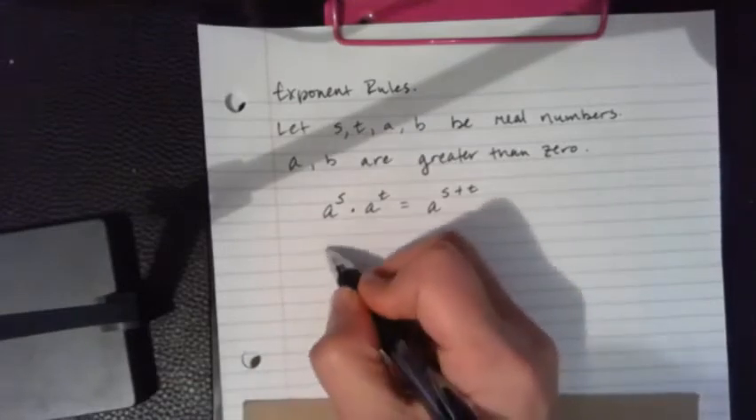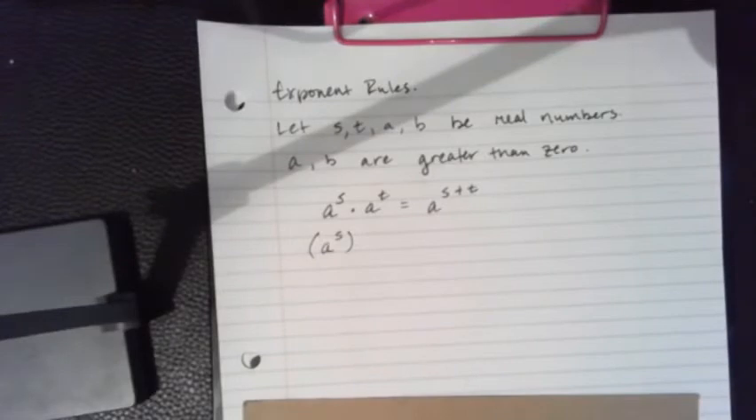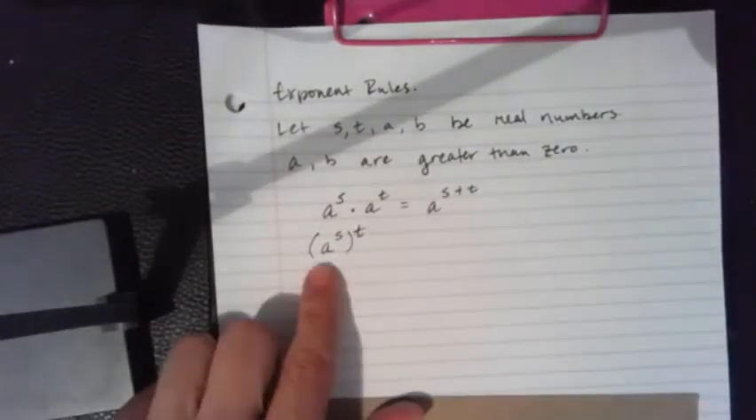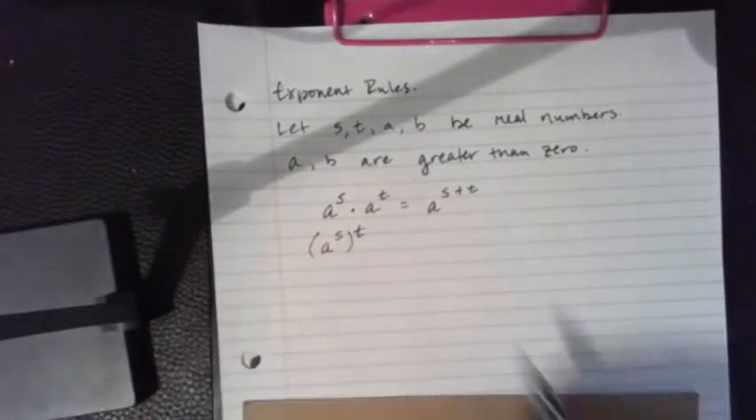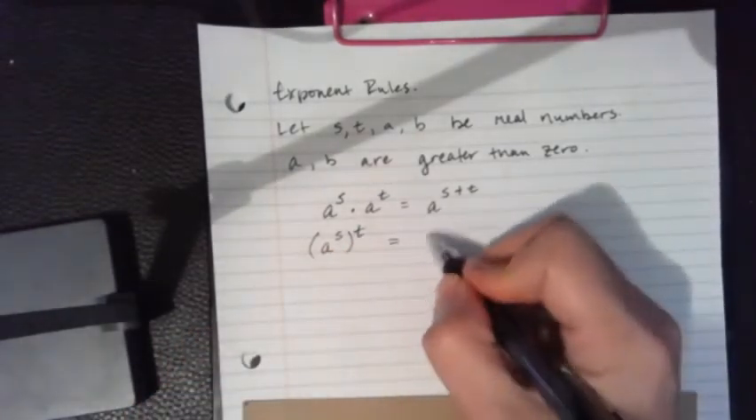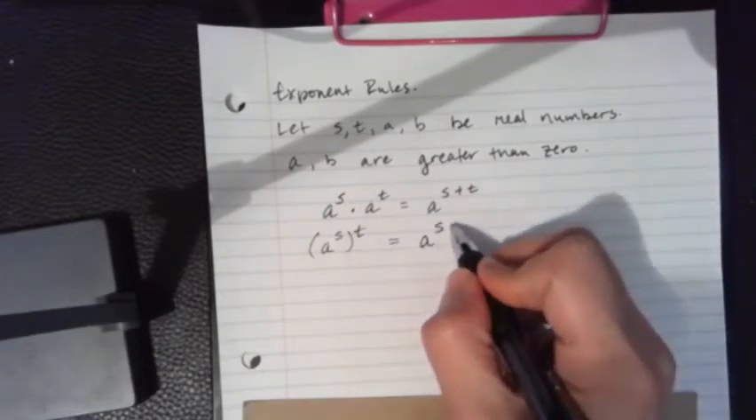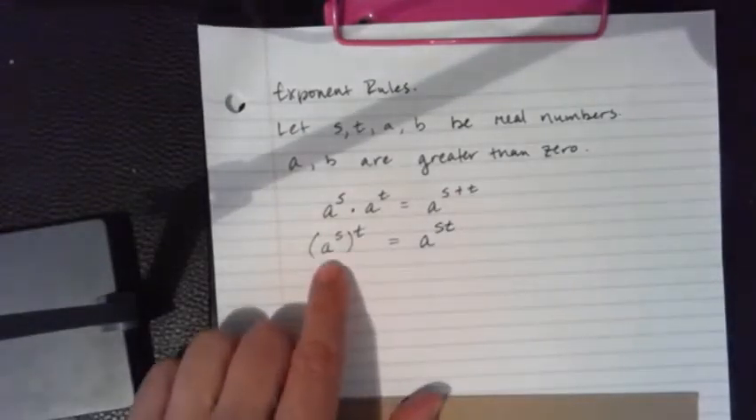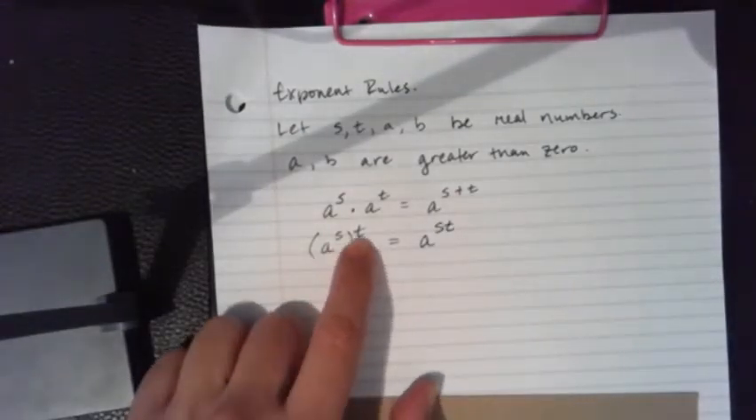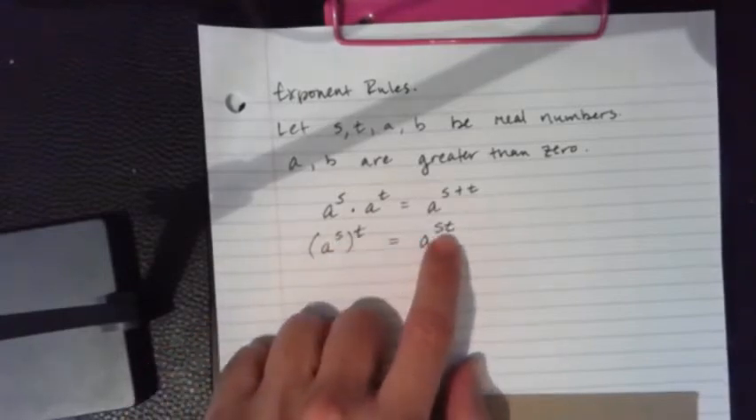Let's say I had A raised to the S power, in parentheses, raised to the T power. Okay, so I have a base raised to a power, raised to a power. That's going to be the same thing as A, the base, raised to S times T. Okay, so when you have a base with a power raised to another power, we can rewrite those powers as multiplication.